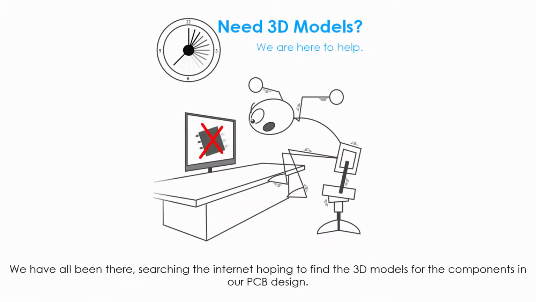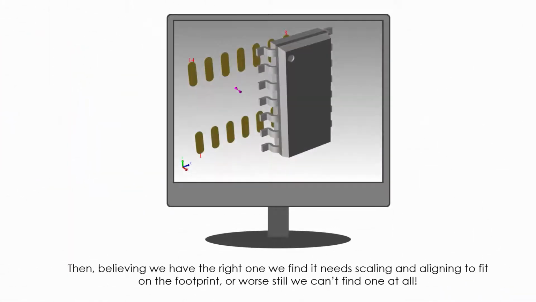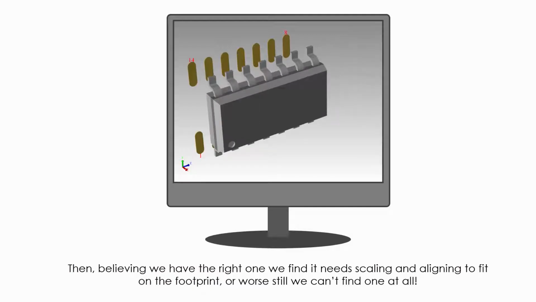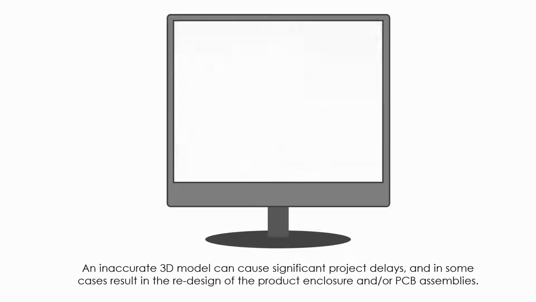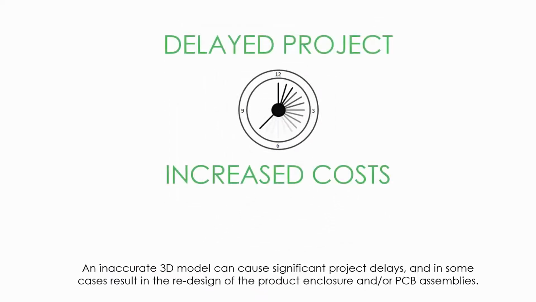We have all been there, searching the internet, hoping to find the 3D models for the components in our PCB design. Then, believing we have the right one, we find it needs scaling and aligning to fit on the footprint, or worse still, we can't find one at all. An inaccurate 3D model can cause significant project delays, and in some cases result in the redesign of the product enclosure and/or PCB assemblies.